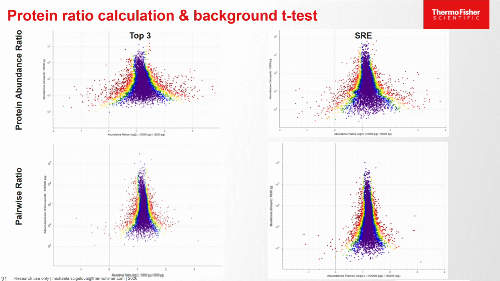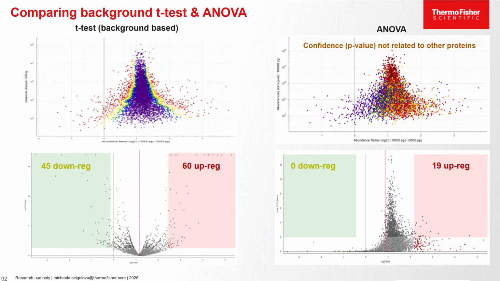And this is the same thing, looking again at the protein ratio calculation effect when we are using the background t-test, and it looks very similar to the plots I have shown you earlier. Again, we would recommend using pairwise ratio, and we would recommend the sample replicate estimation method as well. So, a compounding synergistic effect of both methods, improving your final outcome.